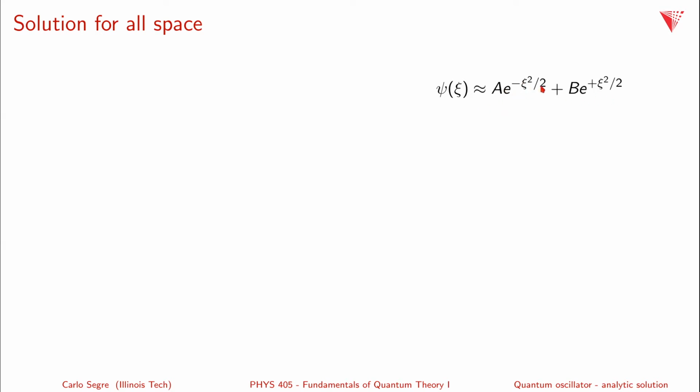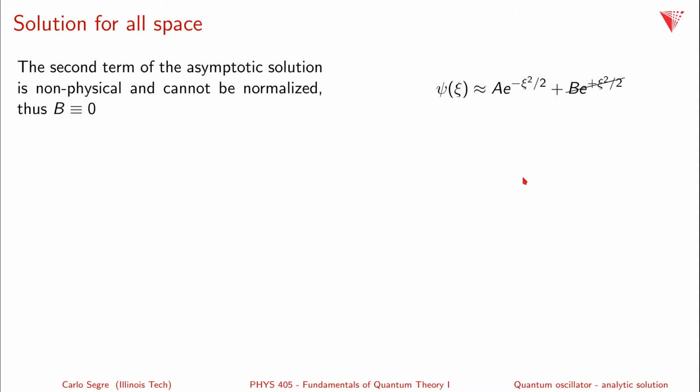A e to the minus c squared over 2 plus b e to the plus c squared over 2. But clearly, this term is non-physical because this goes to infinity at the large values, and we need our functions to be bounded and integrable, so b has to be set to 0. And so our solution at large values of c is just a e to the minus c squared over 2.